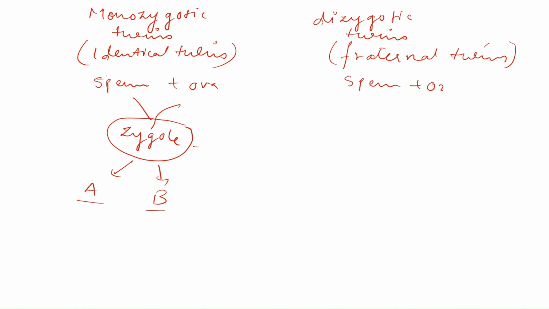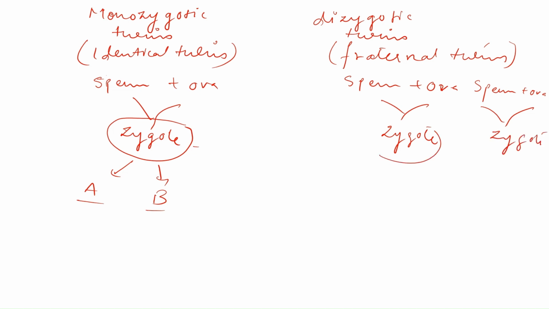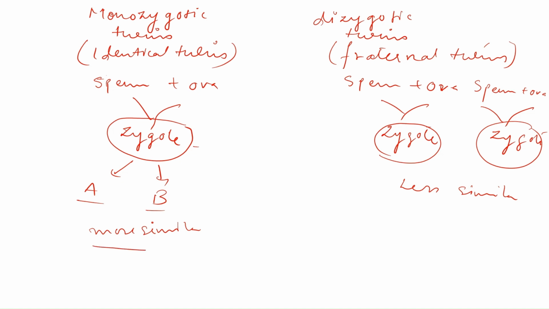Dizygotic means sperm plus ova. This is one zygote, and from the same parents another sperm with ova forms another zygote. So that is dizygotic, two zygotes. So monozygotic twins are more similar than dizygotic twins, and the reason is very well obvious. Now, what do we mean by more similar? Their behaviors are more similar compared to dizygotic twins.